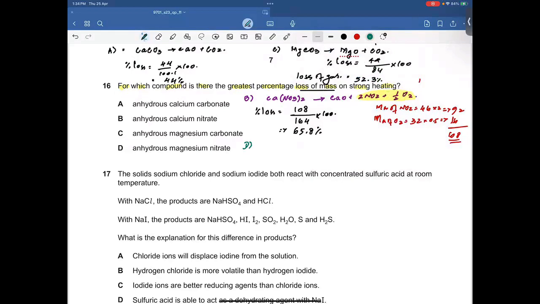So the percentage loss in option D is also 108 because 2 moles of NO2 and half a mole of oxygen are also formed from this compound. So to find the percentage loss, the mass of gases is 108, and the MR of magnesium nitrate. Let me find out the MR of magnesium nitrate. MR of magnesium nitrate is 148, times 100. So it's going to be how much? 73%. Now 73% is the greatest percentage loss in mass, which means D is going to be the right answer. Okay.